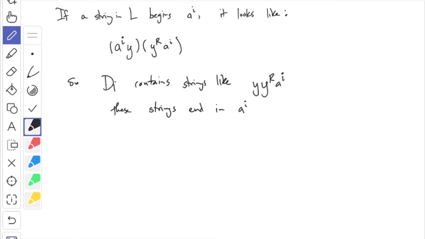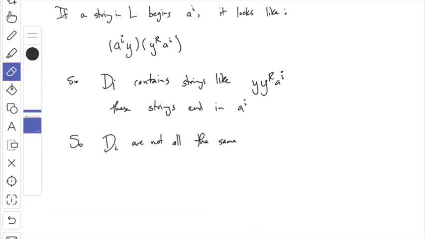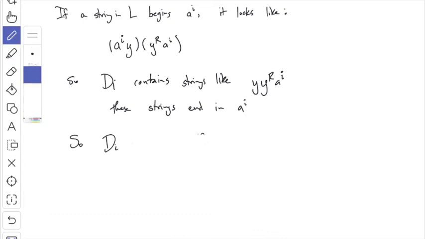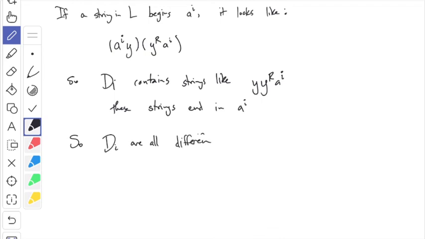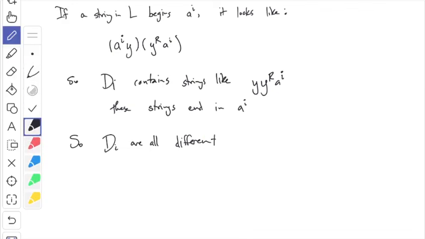And so, DI are not all the same set. In fact, they are all different from one another. It's not good enough that they're not all the same. I have to say, DI are all different. D1 contains only things which end with one A. D2 contains things which end with 2 A's, and so on. Those are all different sets. So that means that L is not regular. It has infinitely many different derivatives.